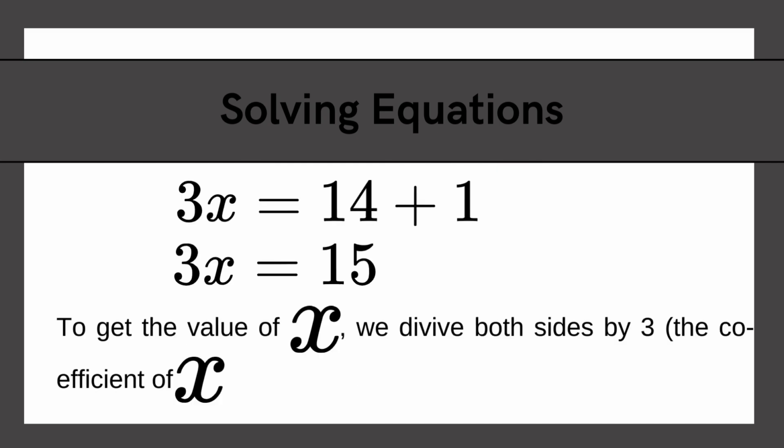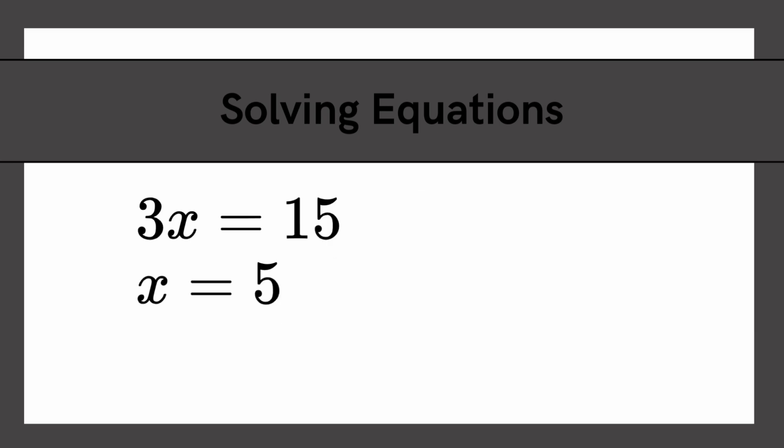And then to get the value of x, we divide the 3x by 3, and then we also divide the 15 by 3. So if you divide 3x by 3, it gives us x. And if we divide 15 by 3, it gives us 5. So our x is equal to 5.